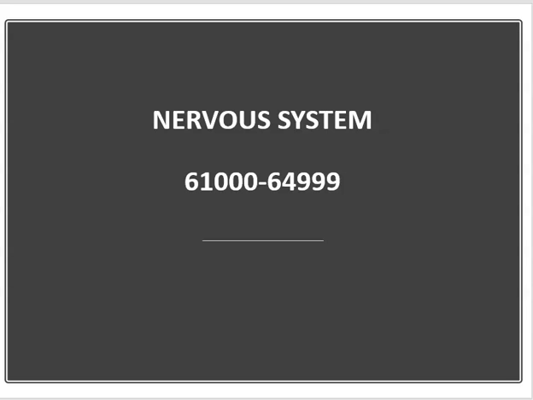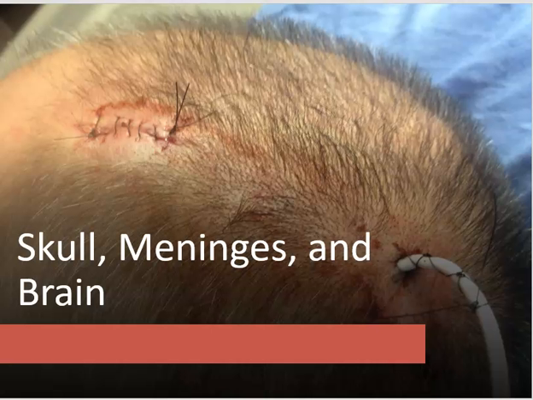Next up, in the 60,000 series, we have our nervous system, which starts on page 411. The anatomical sites for the nervous system include the skull, meninges, and brain, the spine and spinal cord, the extracranial nerves, peripheral nerves, and autonomic nervous system. And that's it. So let's start over on page 414, where we have the skull, the meninges, and the brain.